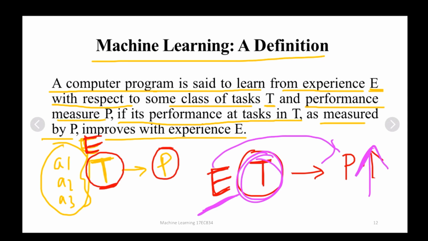Keep on performing the task, gain the experience, and with that experience improve the performance: that is machine learning. Who is performing the task? Your machine is performing the task, and the algorithms or programs written in it will perform the task. Over a period of time, it can improve its performance because of the experience it is gaining out of that task. That is called machine learning. So make a note of this definition.